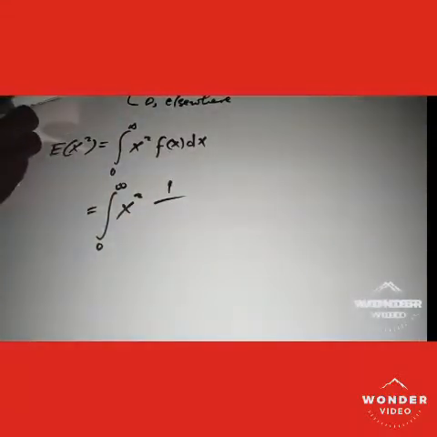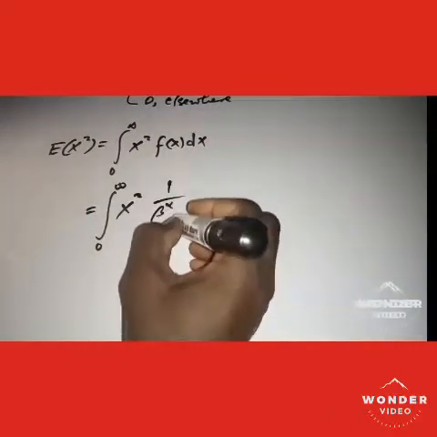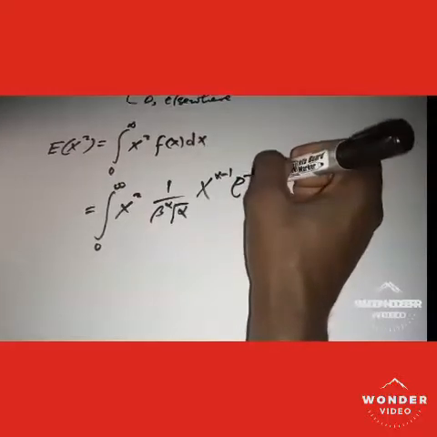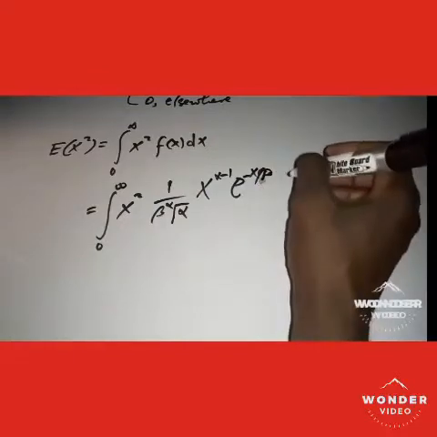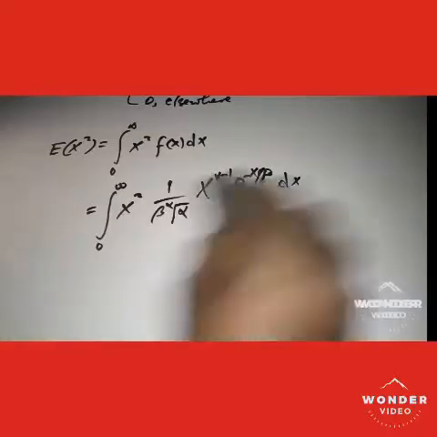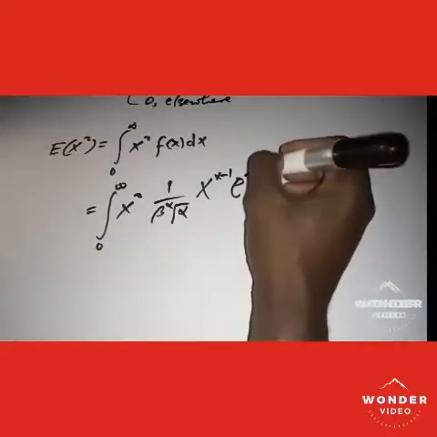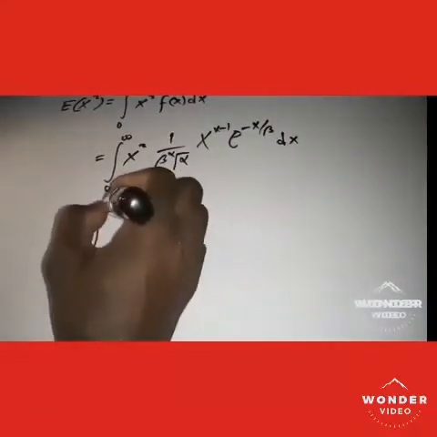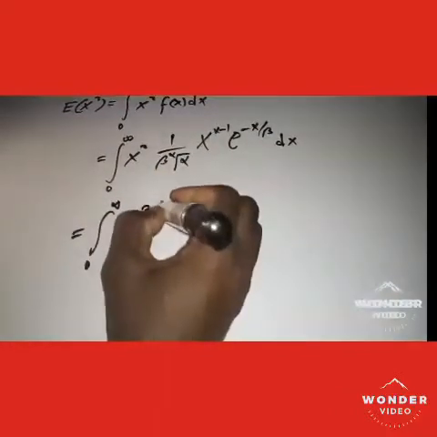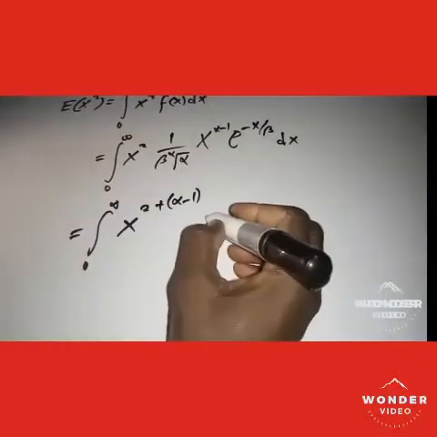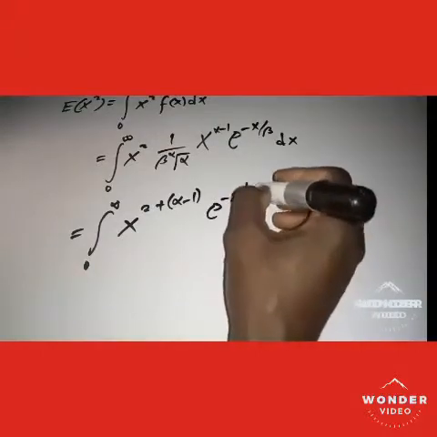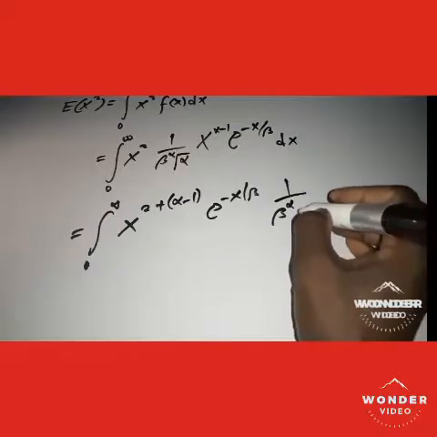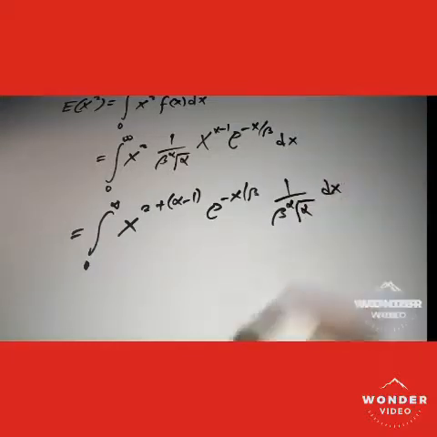represents the density function f of x of beta, which is 1 over beta to the power alpha gamma of alpha, x to the power of alpha minus 1, e to the power of negative x all over beta, dx. So the integral from 0 to infinity of x to the power of 2 plus alpha minus 1, e to the power of negative x all over beta, times 1 all over beta to the power of alpha gamma of alpha, dx.